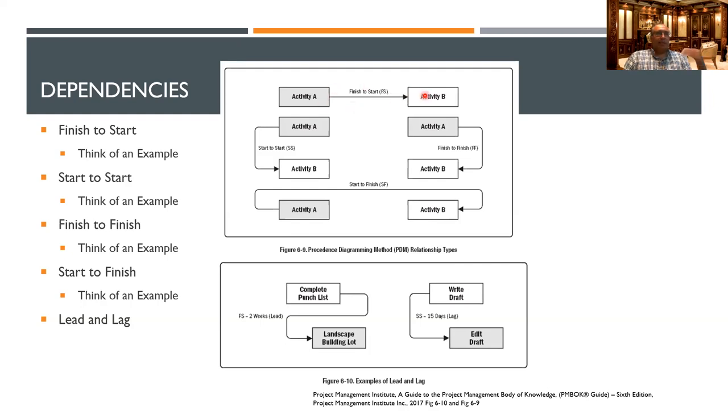You cannot go to term three until you finish term two, unless of course you take that later. But that is an example of finish to start. Any activity that has to be finished before the next one starts, that is a finish to start relationship. Start to start, like I mentioned, two activities start at the same time. That is activity A and B, SS relationship. Finish to finish is two activities finish at the same time.